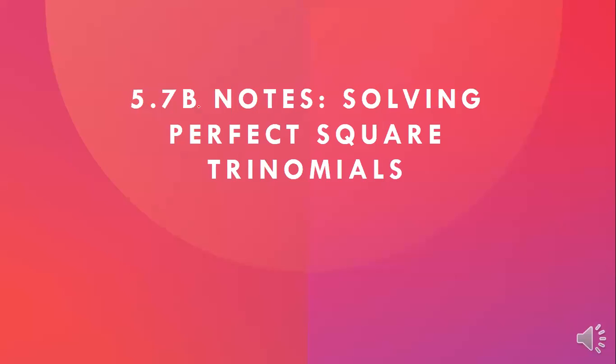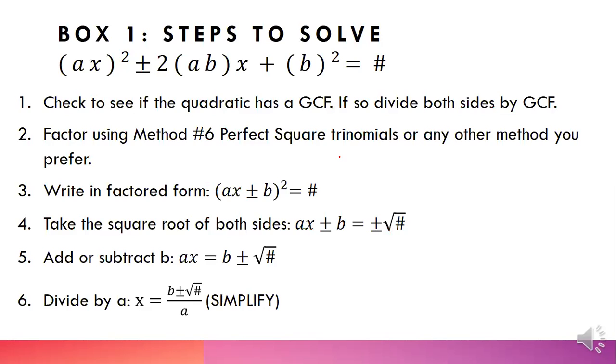All right, so we're gonna flip it over to 5.7b. On 5.7b, we are solving perfect square trinomials, which we talked about last week. So last week we discussed that a perfect square trinomial means that your A term and your B term are perfect squares. And then when you do that, all you're doing is taking the square root of this term and the square root of that term to find the factored form.